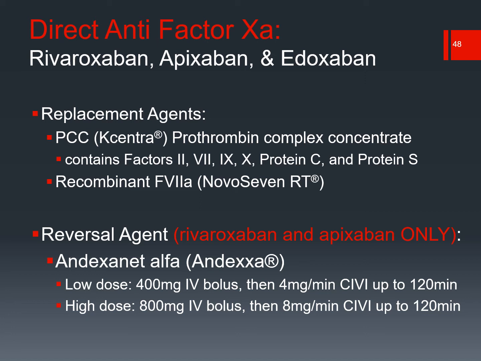Newly approved back in May of 2018 for rivaroxaban and apixaban only was the reversal agent andexanet alfa, branded as Andexxa. So please remember andexanet alfa, branded as Andexxa, as a reversal agent for rivaroxaban and apixaban. This has a low dose and high dose that is IV administered. You will notice the Xa in the generic and brand name, so this helps you to identify that this is a reversal agent for direct anti-factor Xa medications, but only at this time for rivaroxaban and apixaban.